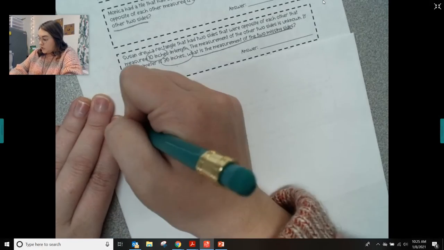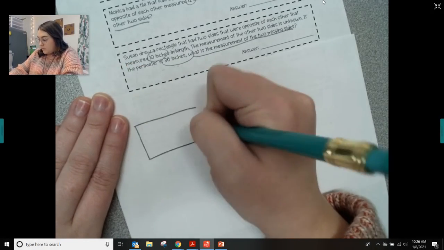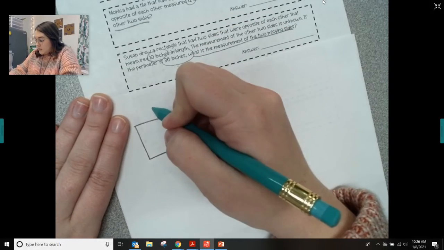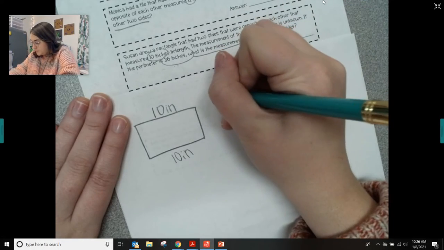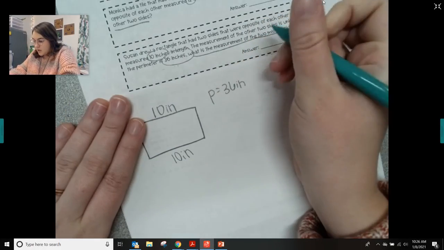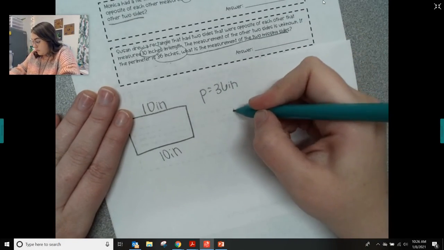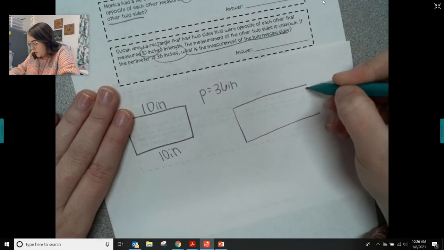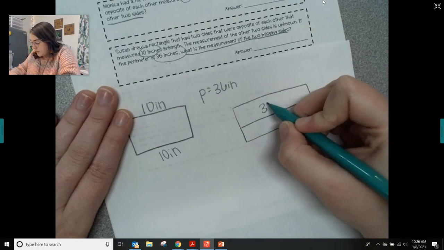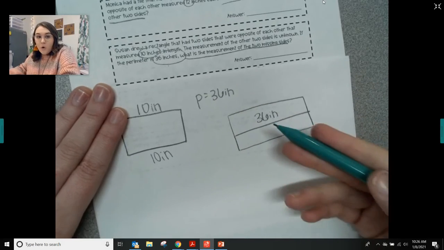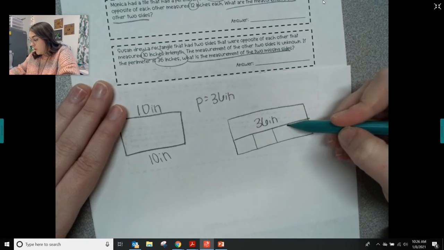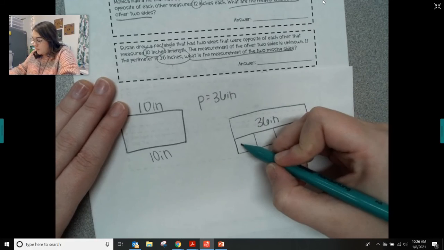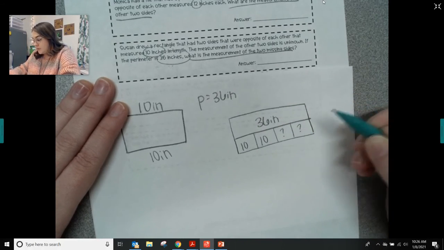Okay, so what I would do is I'd start off by drawing my problem. And she says this side is 10. She's got two sides that are 10, and it's a rectangle. And our perimeter is 36 inches. So I'm going to go ahead and draw a strip diagram. So I can see that 36 is my whole, and I always put my whole number on top. So 36 is my whole, and again, it's broken up into 4 because I have 4 sides. 2 of the sides measure 10 inches, but we don't know the other 2 sides.